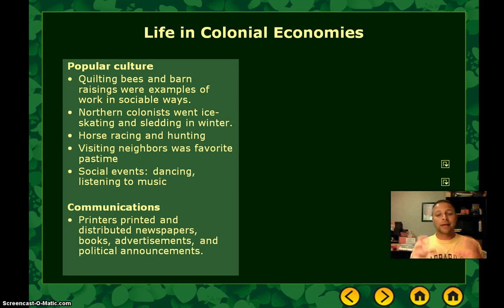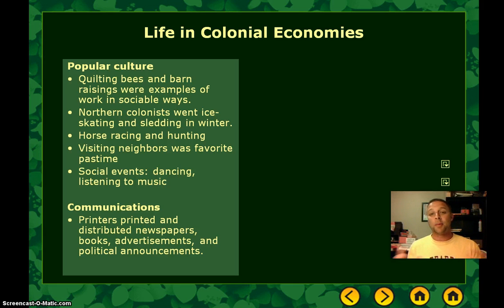Colonists worked together in very tight-knit communities. People would get together and quilt, or communities would come up and build barns for their neighbors, visiting one another. You had hunting expeditions, horse races, all sorts of different things that people did together. It was a much less fragmented society than we have today, obviously.